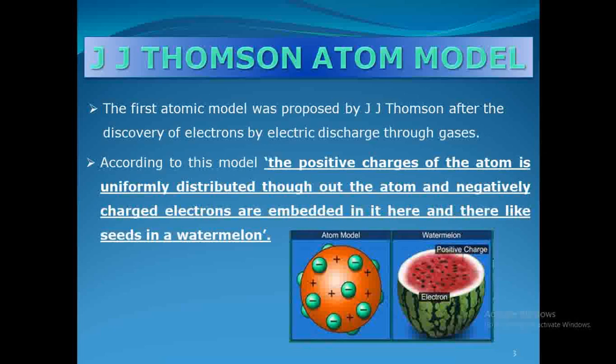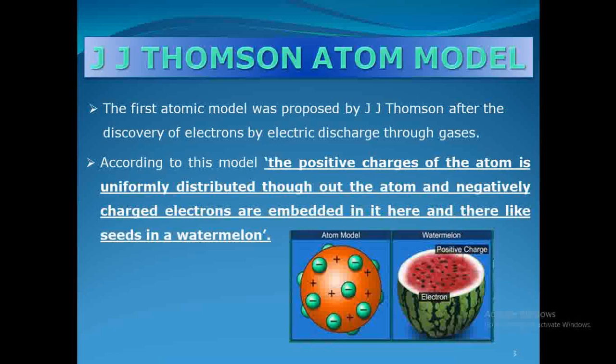So why was this type of model proposed? Because we already know that the magnitude of the positive charges present in the atom and the magnitude of the negative charge present must be equal. That means the atom is electrically neutral. So he thought that the atom might be made up of a cloud of positive charges with negative charges embedded here and there, and the magnitude of the positive charge and the magnitude of the negative charge is equal. So this was able to explain the neutrality of the atom.